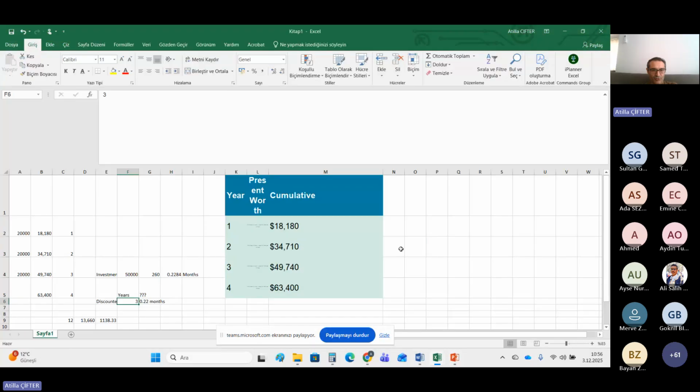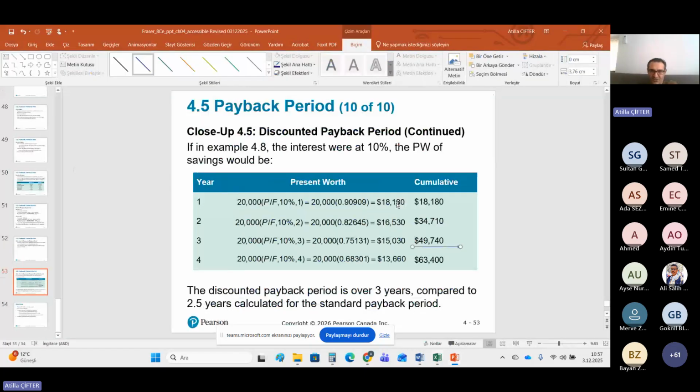But if you would like to use some approximation, you can take the differences and convert to months, then see the difference between 50,000 and 49,740, then convert to months and say, okay, 3 years and 0.22 months. Or if you convert this value to days, like 0.22 multiplied by 30 days, about 7 days. 3 years, 7 days later on, this project is covered with discounted payback period. So is it clear?